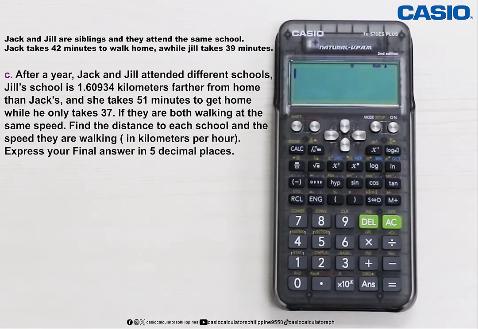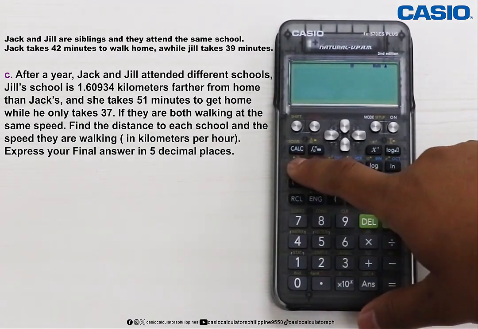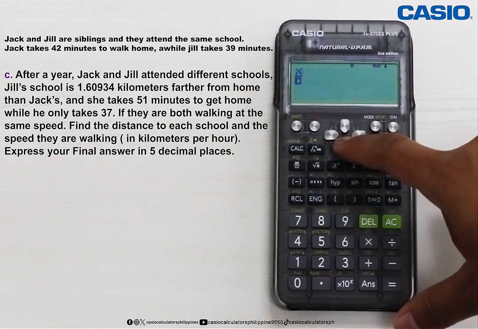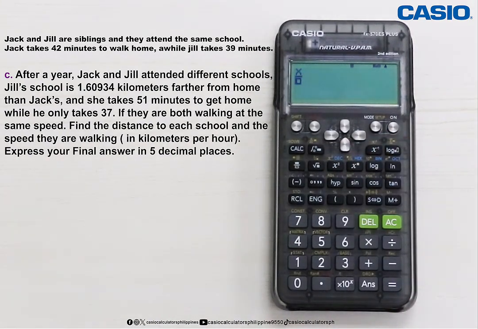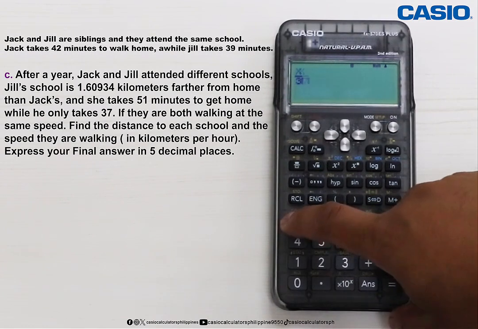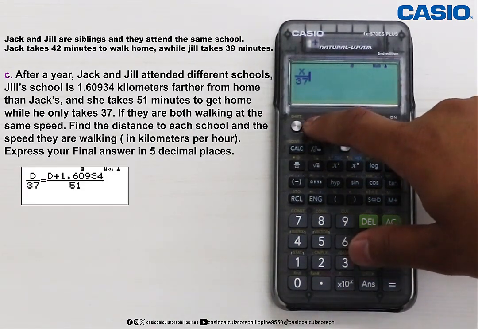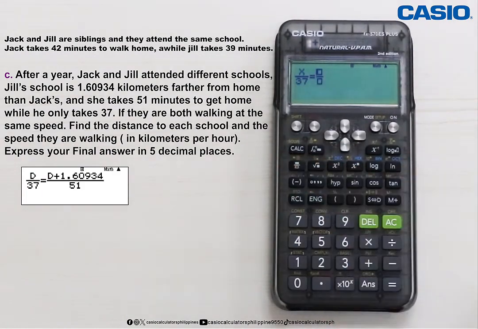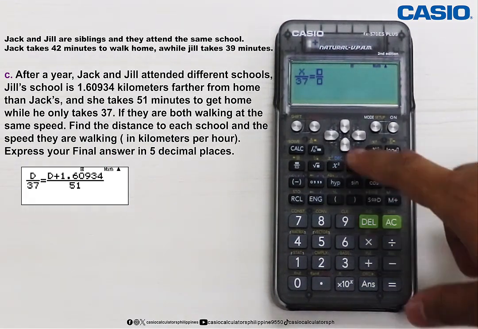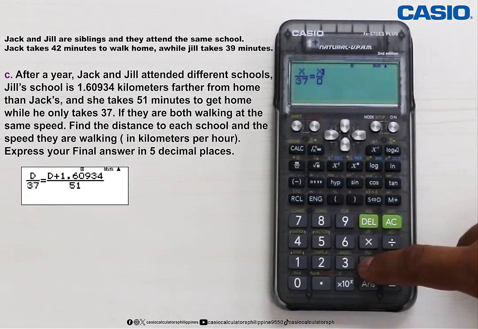Since they have the same speed, Jack's speed is distance over time. So suppose we let x be the distance, and the time that Jack will get home is 37 minutes. Since the speed of Jack and Jill is the same, we can equate it to Jill's distance.